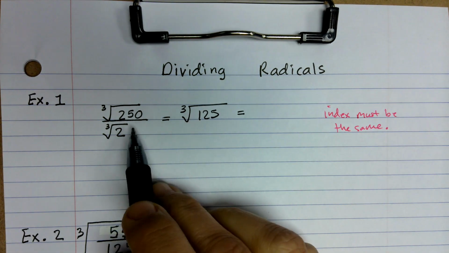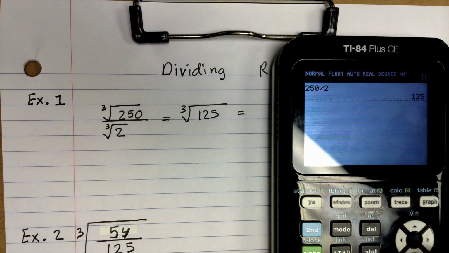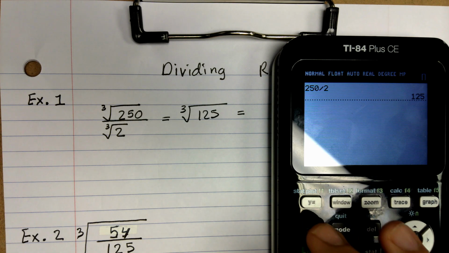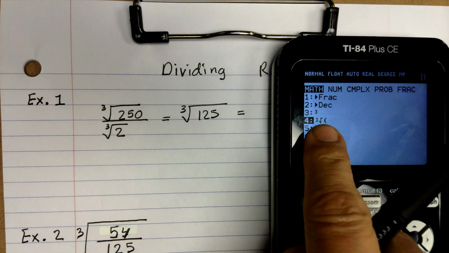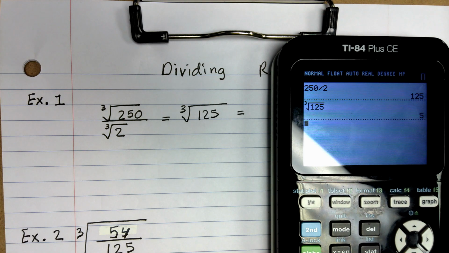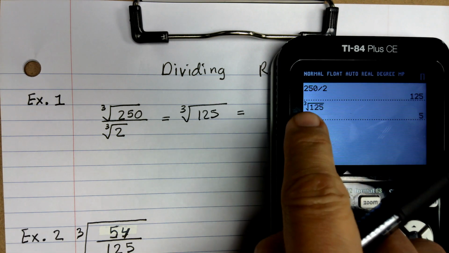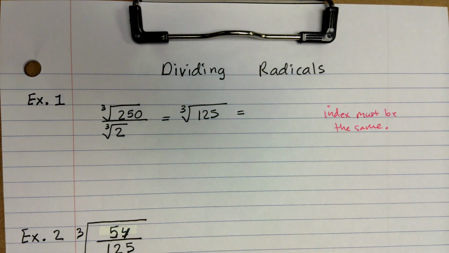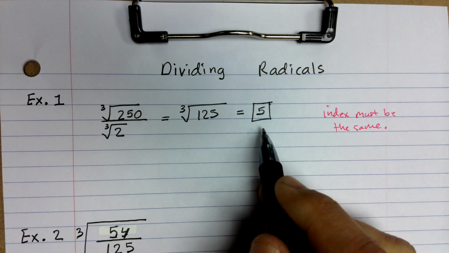Now anytime you get an answer once you do the division, you do want to put it in your calculator to evaluate it, to see if it'll give you an integer, or to see if you need to simplify it. So I'm going to give it a shot. I'm going to hit math, go down to my cube root, which is option 4, enter, put 125, and notice it gives me 5, which means that 5 multiplies by itself 3 times to give me 125. And so that is my final simplified answer.